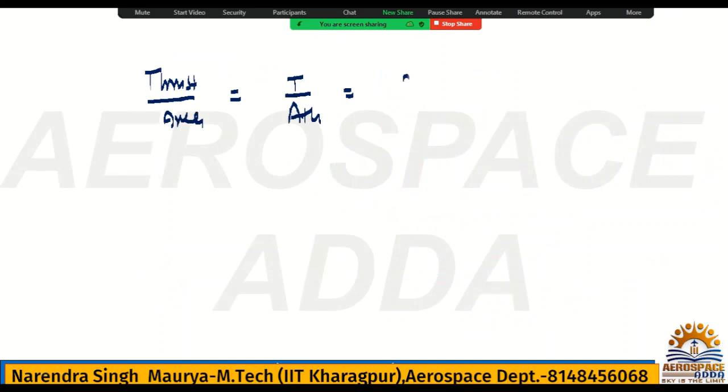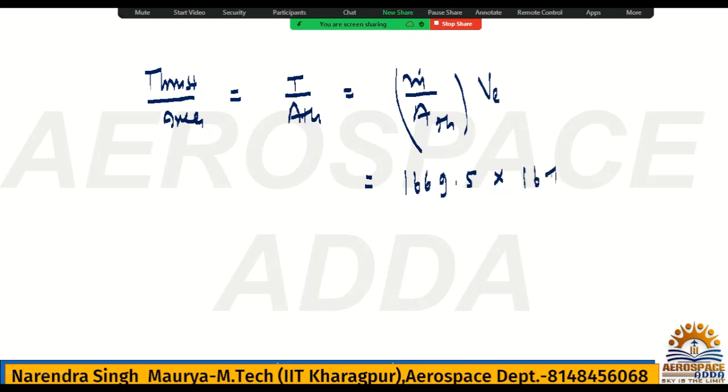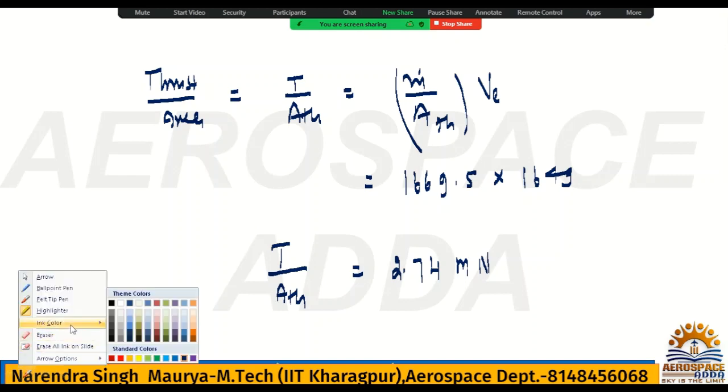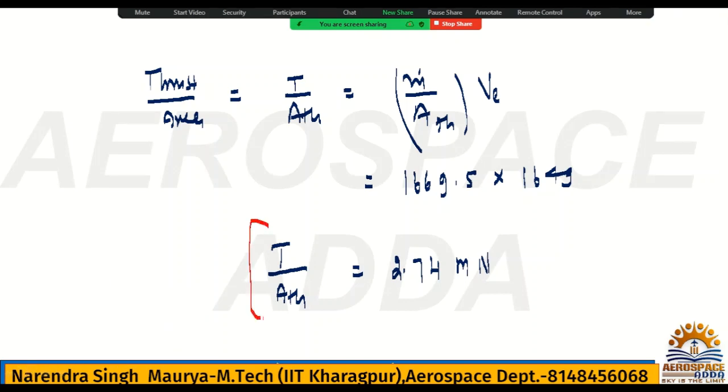It is mass flow rate by area into V exit. So this value you have calculated, 1669.5, and 1649 is the exit velocity. T by A_th, so approximately you will get 2.745 mega Newton. This is the answer for this problem. Okay.